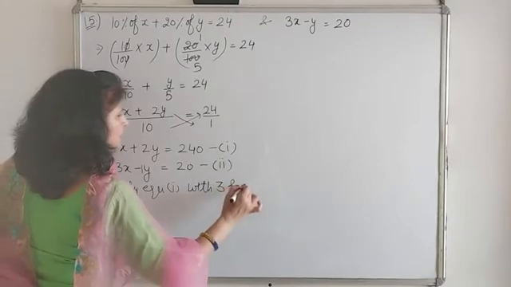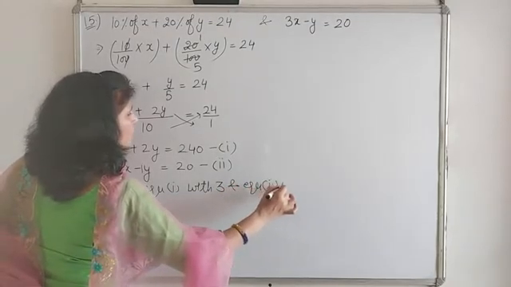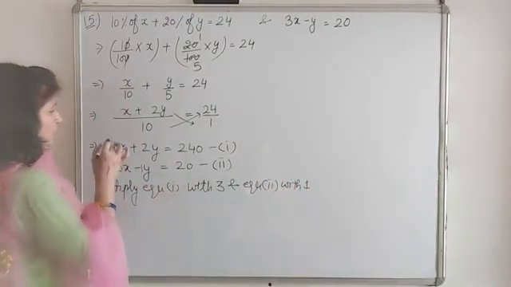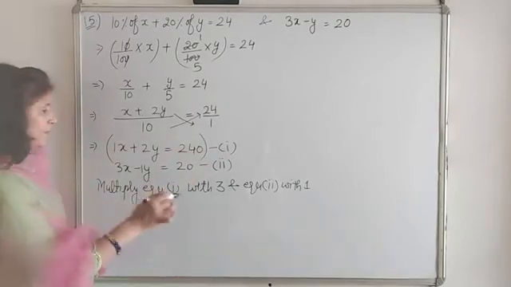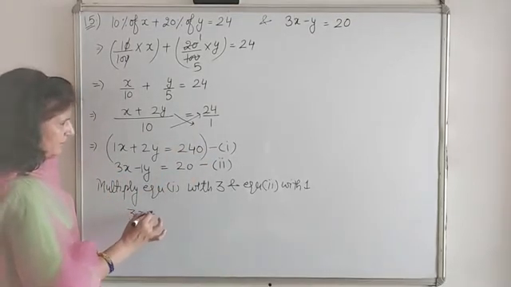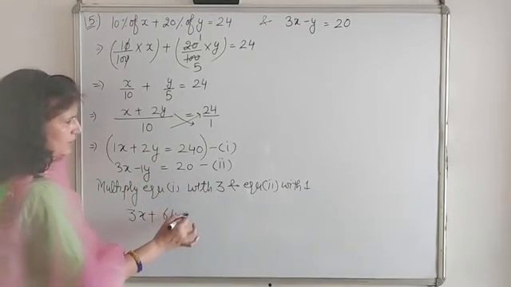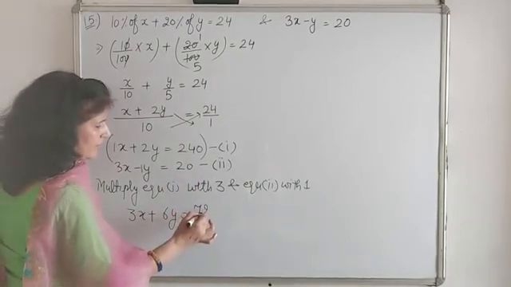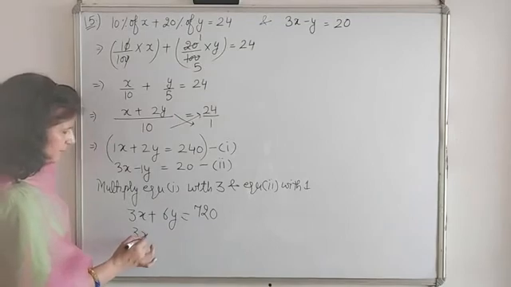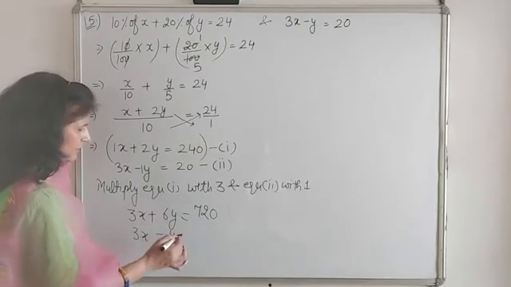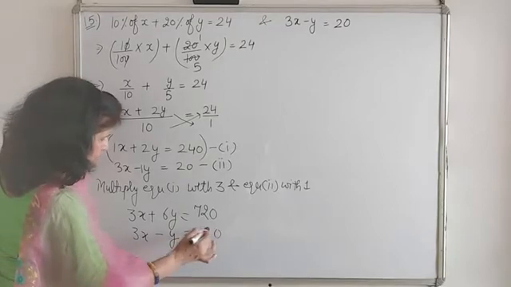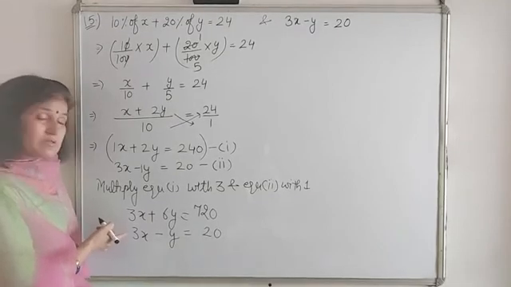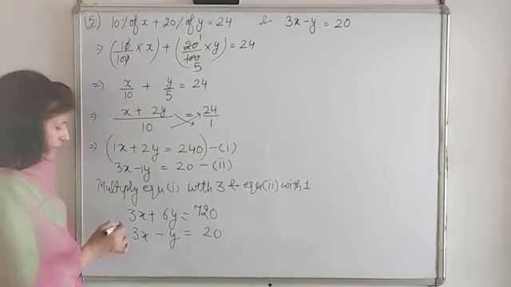And equation 2 with 1, because we are not changing it, you can write it as usual. This whole you have to multiply by 3. 3 ones are 3x, 3 twos are 6y, and 24 3s are 72, so you can write here 720. And 3x minus y is equal to 20. We will subtract or add. What will we do here? We have to subtract because both have the same sign. So subtract.